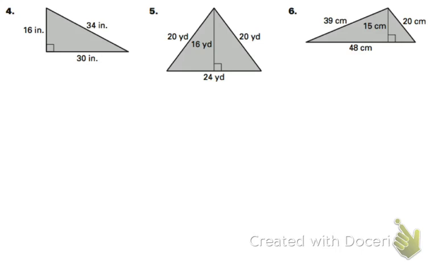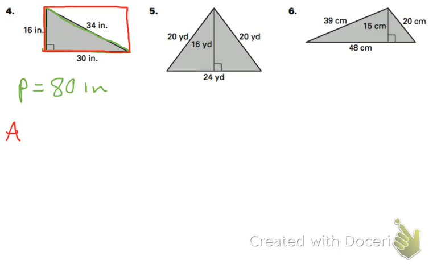Alright, so for the perimeter for the triangle, 16 plus 34 plus 30, and altogether that's 80 inches. For the area, I'm going to imagine a full rectangle like this, and notice that the triangle is going to be half of that.